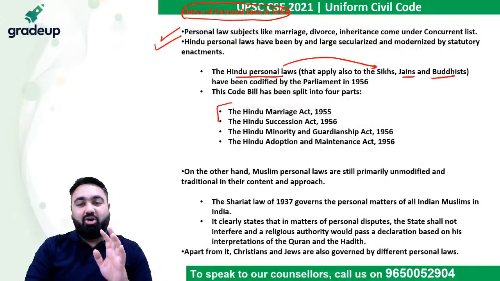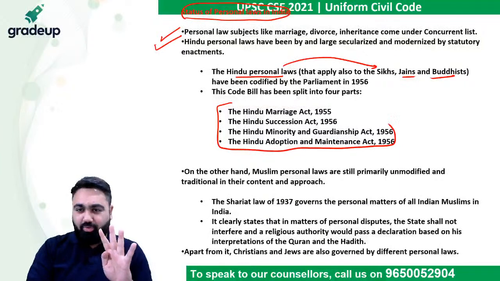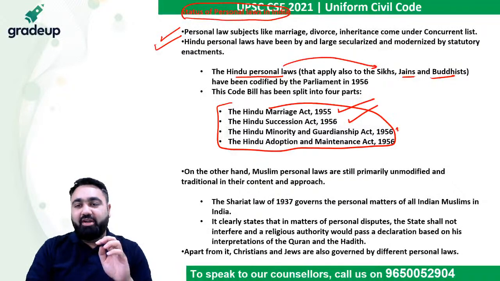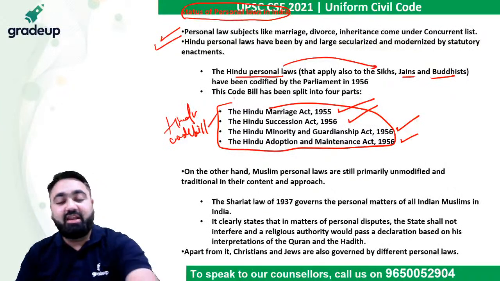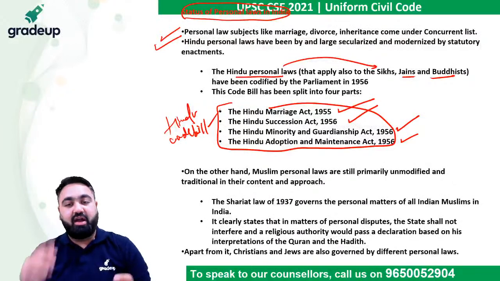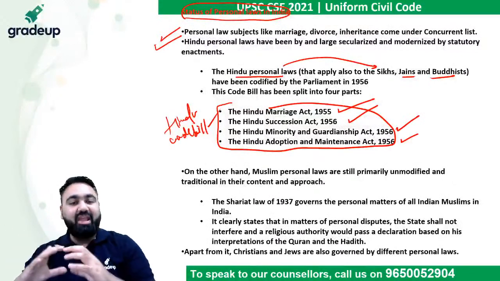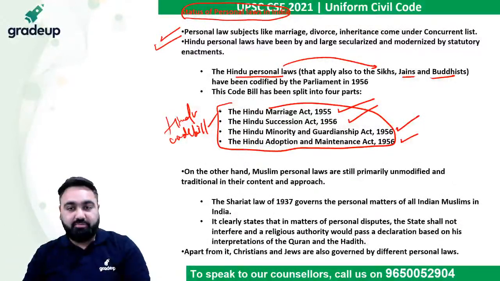So we have a separate law for Hindus. There is a group of 4 laws basically: the Hindu Marriage Act, the Hindu Succession Act, the Hindu Minority and Guardianship Act, and the Hindu Adoption and Maintenance Act. These together are called the Hindu Code Bill. So Hindus in India, if their case about marriage, divorce, etc. goes to the court, they are judged under these laws.